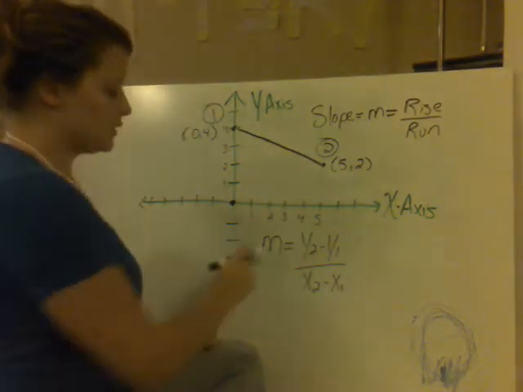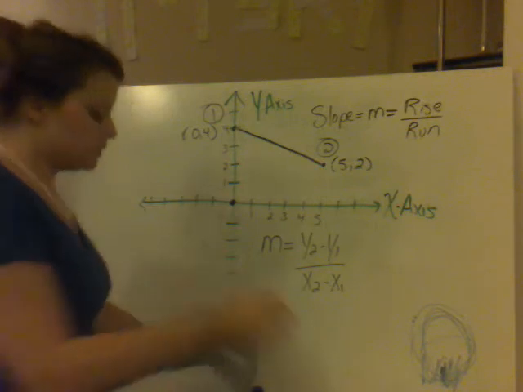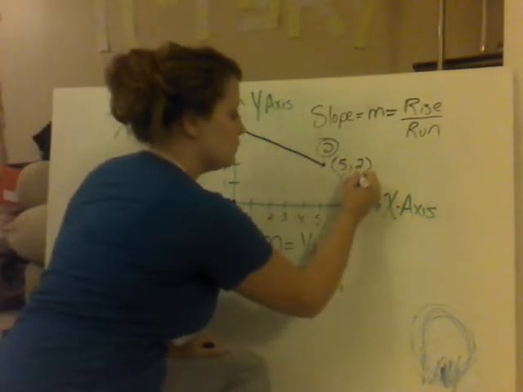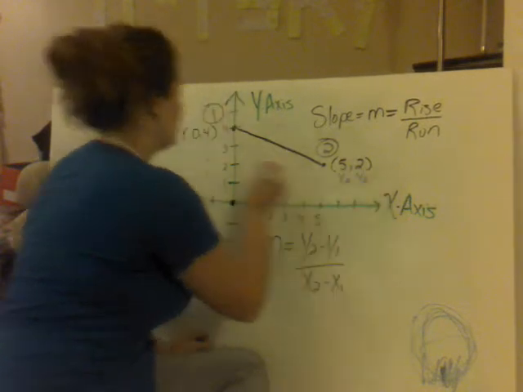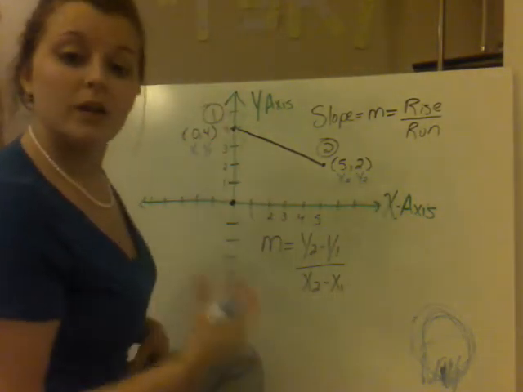Okay, so now to run this, I'm going to change colors. Where'd the blue go? There's blue. Okay, so this is going to be x2, y2, and this is going to be x1, y1. All I have to do now is plug them into the formula.